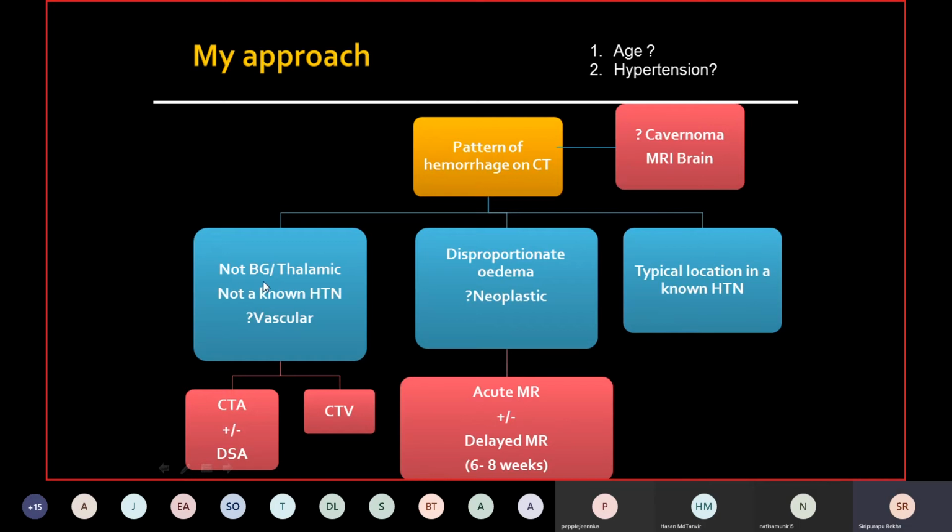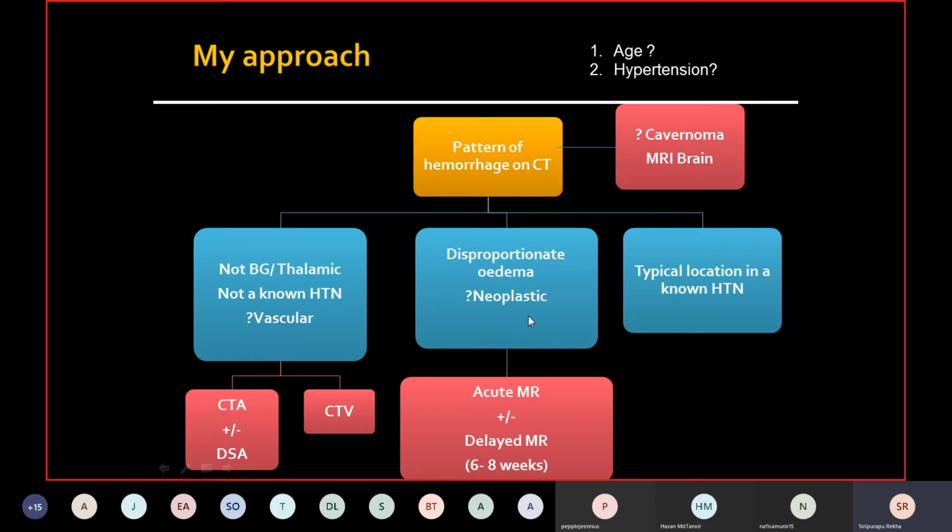But if it is not a basal ganglia or a thalamic bleed, or if the hemorrhage is in a patient who is not a known hypertensive, and if there are other additional clues on CT which could suggest a vascular cause, then the investigation of choice will depend on whether we think the vascular etiology may be arterial, in which case we do a CTA, or venous, in which case we do a CTV. Sometimes, if the CTA is negative, or if it is positive in certain cases, we can then proceed with a catheter angiography.